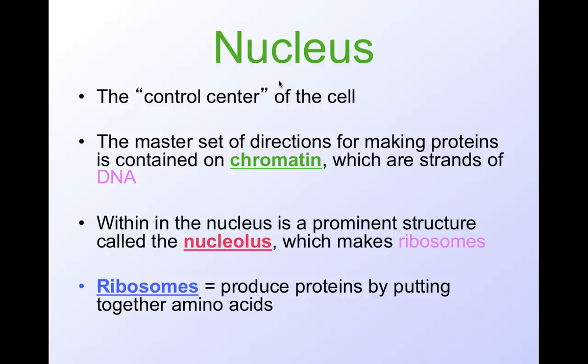So let's talk about our nucleus, one of the most important organelles of the cell. It's the control center of the cell. This is where you're going to find the master set of directions for making proteins, which is contained on chromatin, which are strands of DNA. So your DNA is located inside of the nucleus. Also in the nucleus is another structure called a nucleolus, which makes ribosomes. Ribosomes produce proteins by putting together amino acids. We've heard the term amino acids before when we talked about our macromolecules. Remember, amino acids are the smallest unit of that protein, that monomer of the protein.